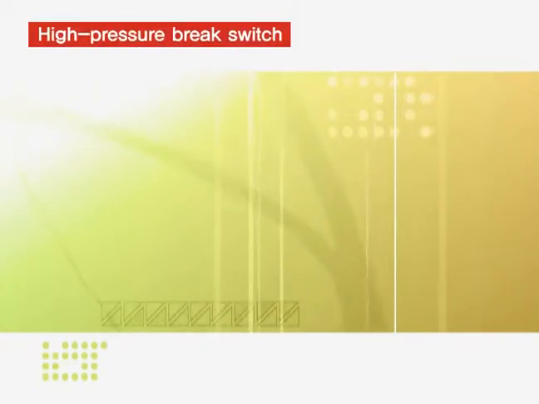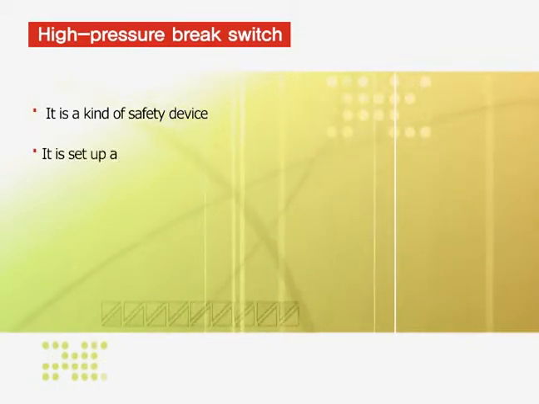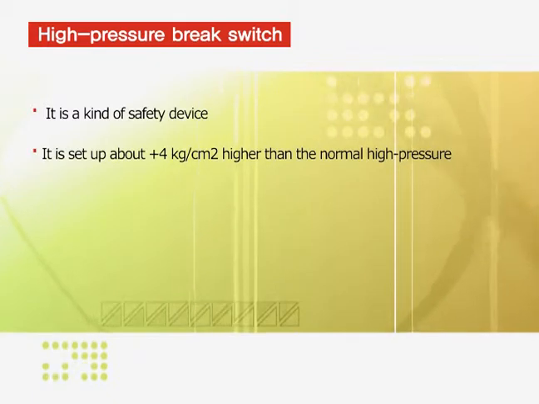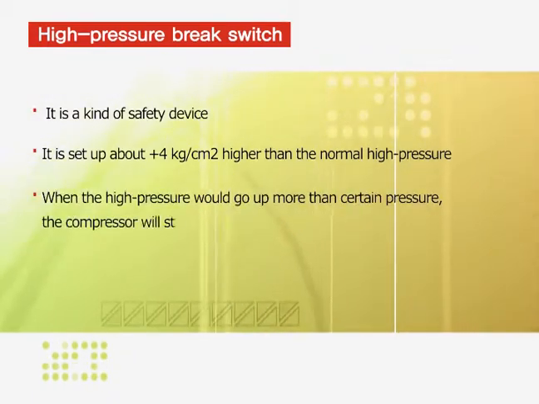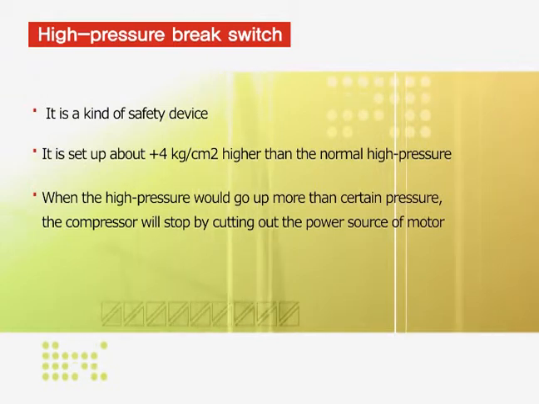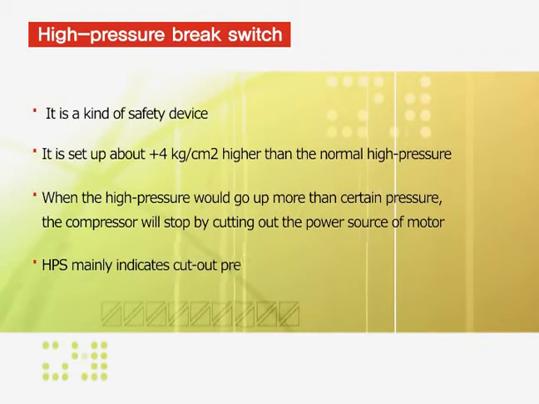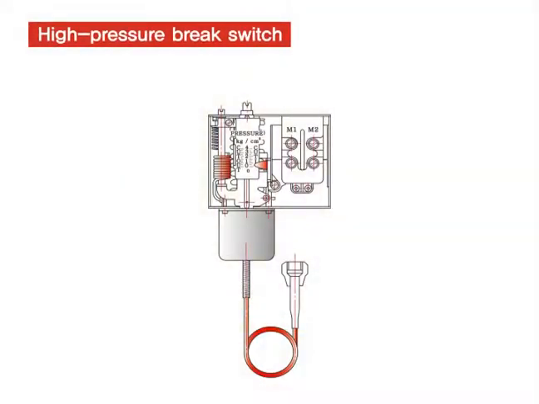Now I will explain about the high-pressure brake switch among the pressure switches. It is a kind of safety device. It is set up about +4 kilograms per square centimeter higher than the normal high pressure. When the high pressure goes up more than a certain pressure, the compressor will stop by cutting out the power source of the motor. HPS mainly indicates cutout pressure only. Next figure is the structure of the high-pressure pressure switch.